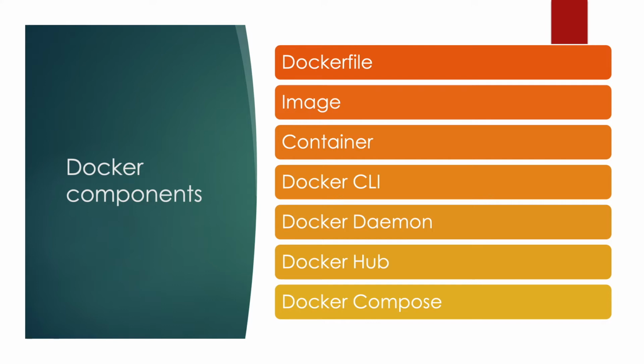Docker daemon. The Docker daemon does all the heavy lifting of building, running, and distributing your Docker containers. The Docker client and daemon can run on the same system, or you can connect a Docker client to a remote Docker daemon. Docker Hub. Docker Hub is the repository to store Docker images. Docker Compose. You can manage your multi-container based applications based on the configurations in a Docker Compose file.